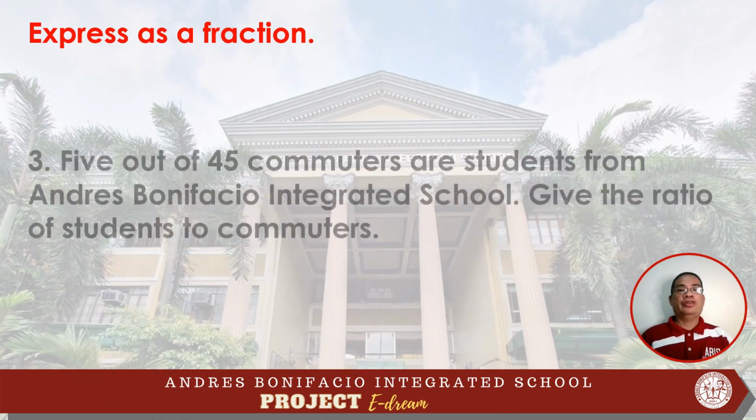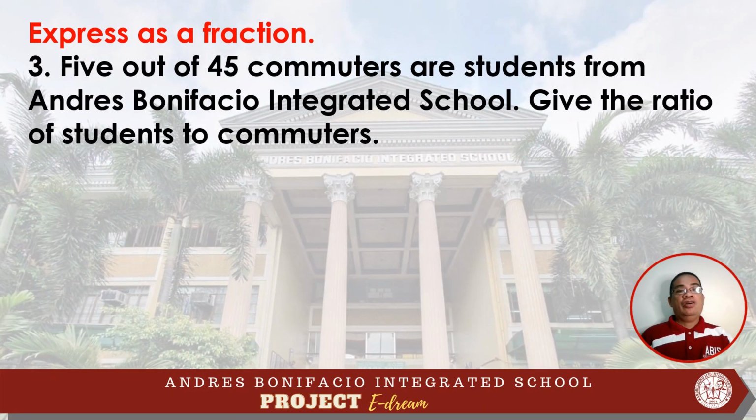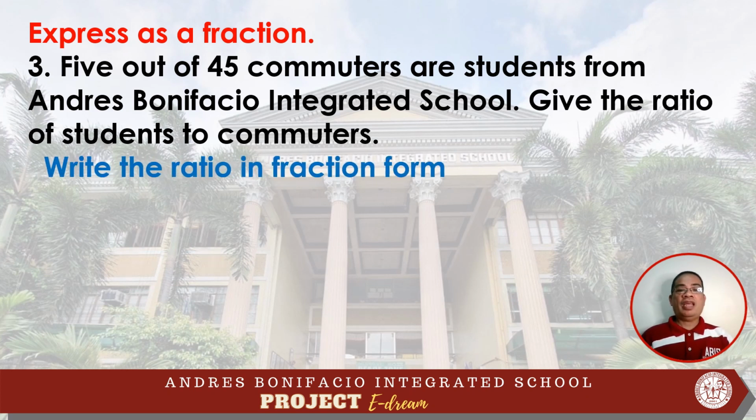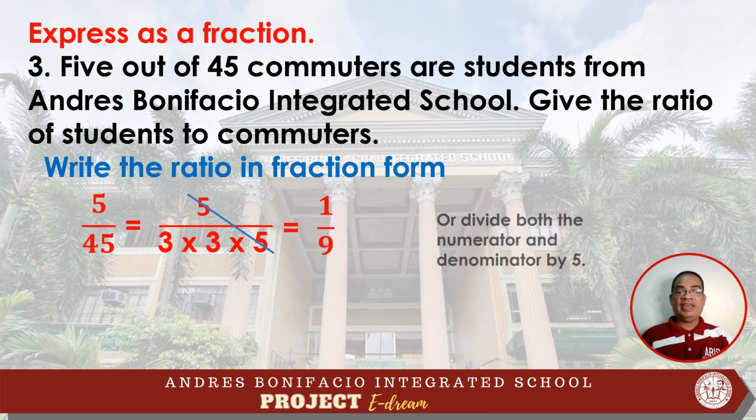Express as a fraction. Exercise number 3. 5 out of 45 commuters are students. Give the ratio of students to commuters. Write the ratio in fraction form. 5/45 is equal to 5 all over the prime factors of 45, which is 3 times 3 times 5. 5 and 5 cancel, equal to 1. 3 times 3 is 9. So the answer is 1/9.